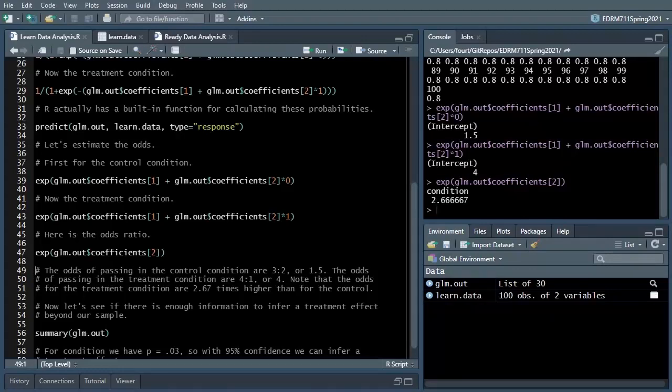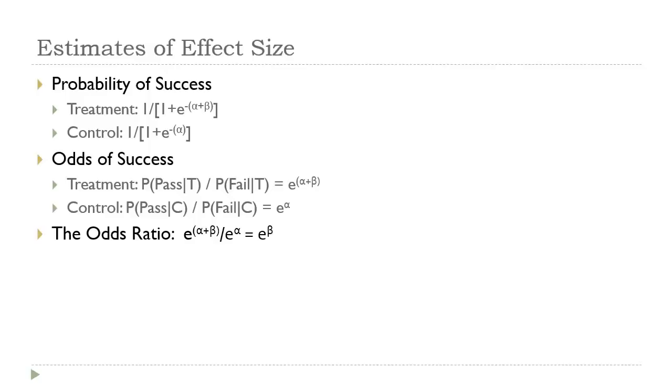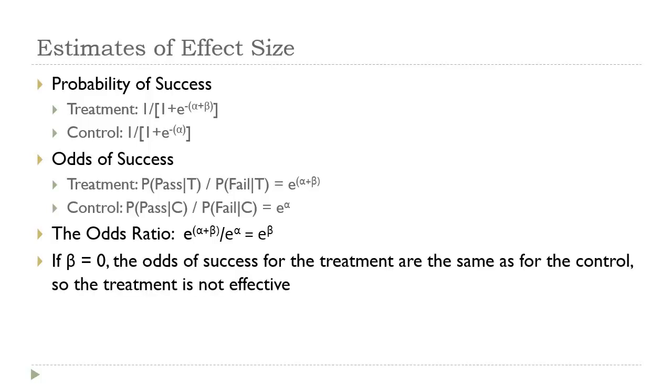So if we were to report these results, we would say that if you're in the treatment condition, your odds are 2.67 times higher than if you're in the control condition. Notice something interesting here, another connection to regular regression. If beta equals zero, the odds of success for the treatment are the same as for the control, so the treatment's not effective. That's exactly what we do in regular regression with quantitative variables. If beta is zero, the explanatory variable's not predicting anything.